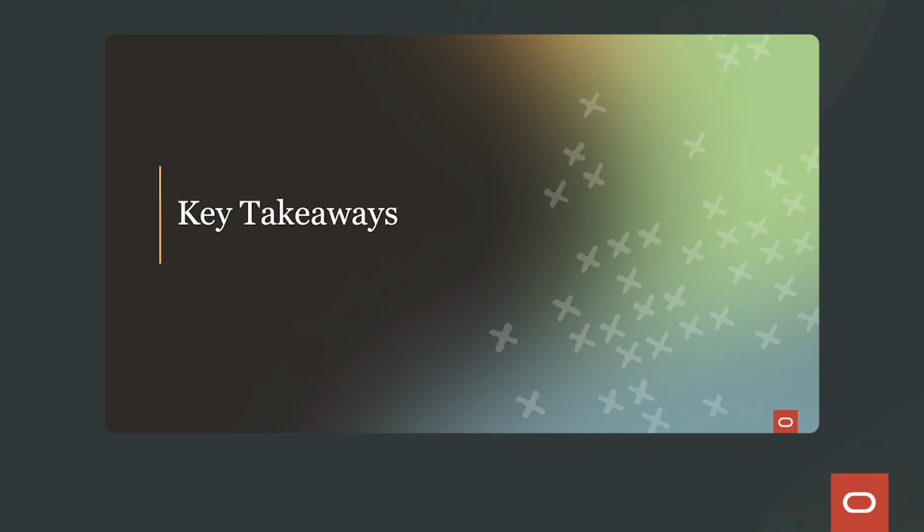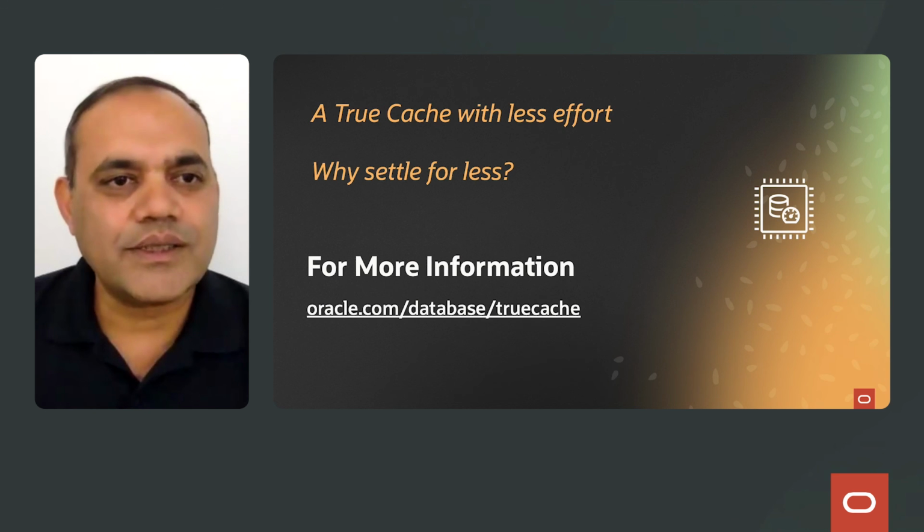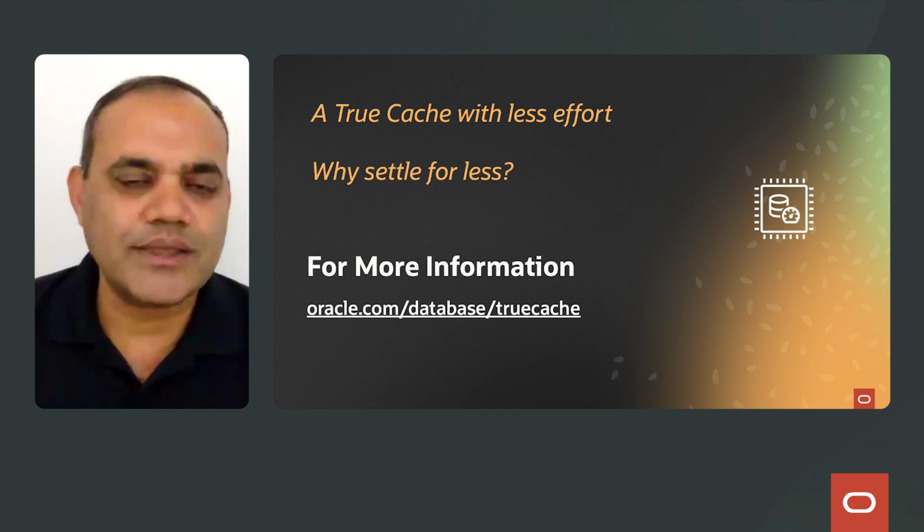Here are the key takeaways. Oracle TrueCache is the most fully featured SQL and object cache. The data in the cache is automatically refreshed and kept current with the primary database. It offers full Oracle database capabilities, and it supports leading-edge AI capabilities such as vector search. Oracle TrueCache is a true cache with less effort. So why settle for less?